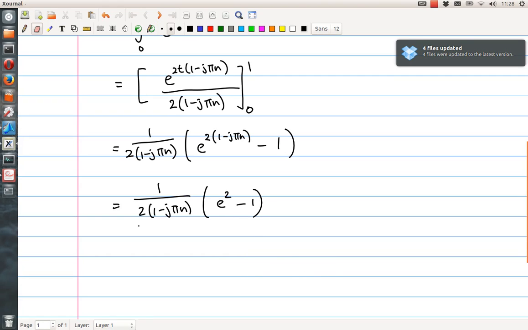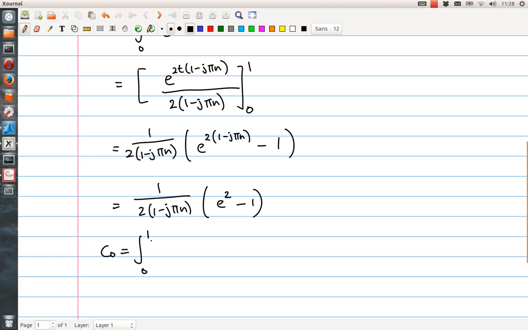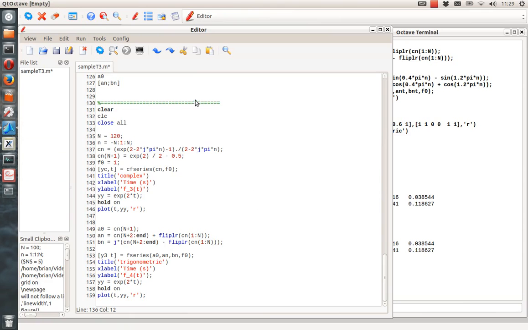On top of that, it's probably a good idea to work out what C0 is. This is the average value. Integrating, e to the 2t on 2, between 0 to 1, gives you e squared on 2 minus a half. So it's significantly easier to do. And that's great.